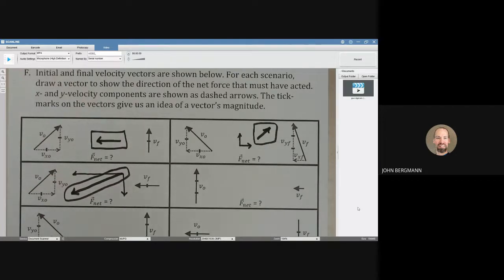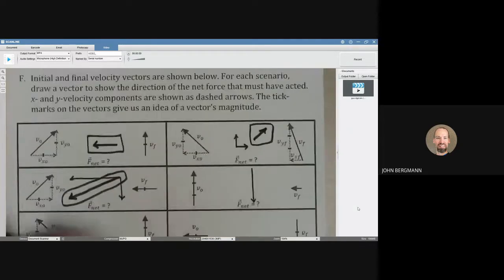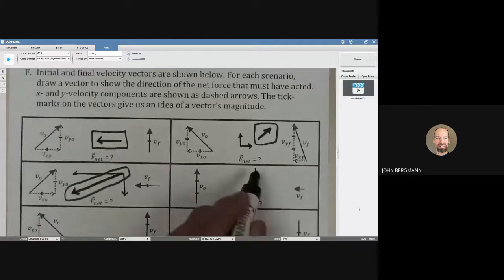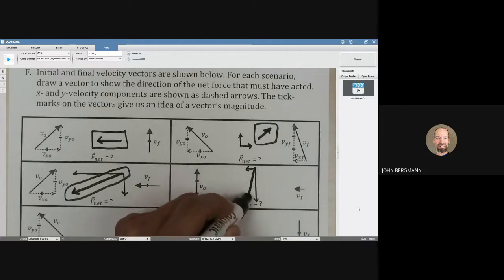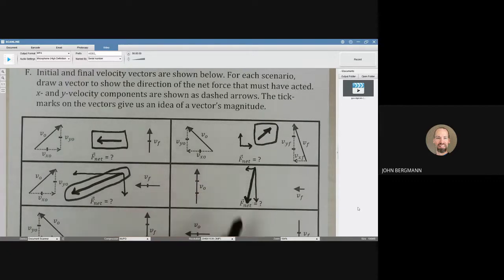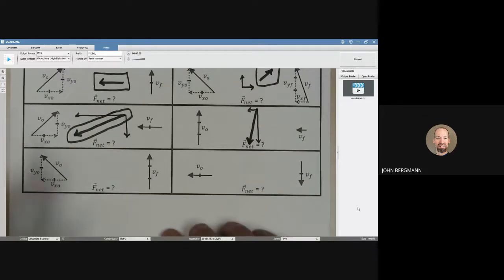How about over here on the right? The initial velocity looks like that. There's no y velocity at the end, so the force must have acted downward quite a bit, but it also must have acted to the left just a touch, like that much maybe. And when we add those two together, the direction of our net force then must have been kind of like that.